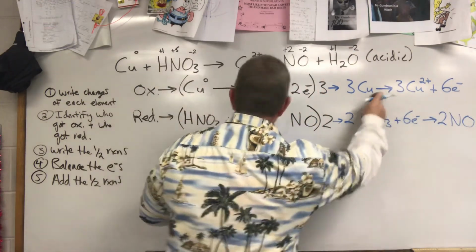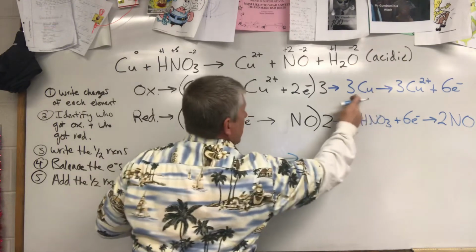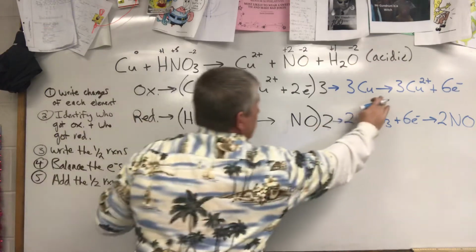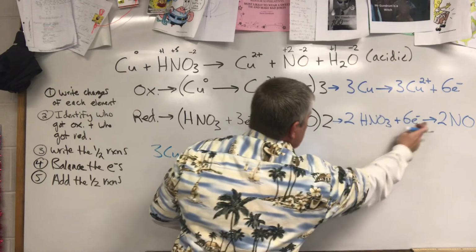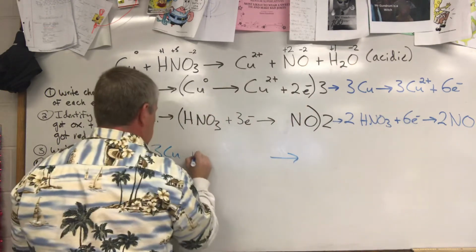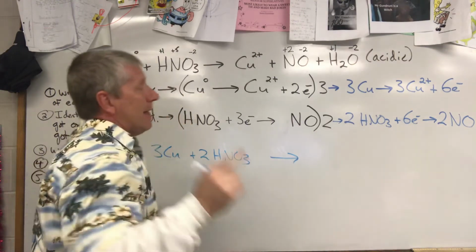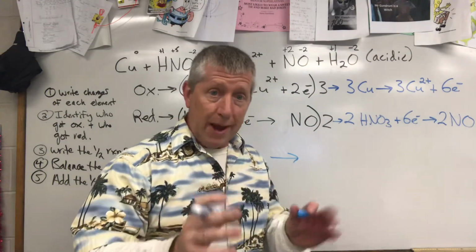On the left of this arrow, so I'll put an arrow here. On the left of my arrow, I'll put 3 coppers. That's it for this reaction. That's all I have on the left. Here, I've got 2, and left of this arrow, I've got 2 nitric acids. The electrons cancel out. That's what we want. We want those to go bye-bye. That's why we balance them.